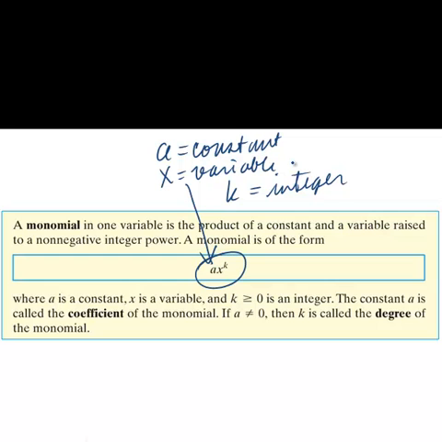Okay. So we have a monomial, which is basically a constant times some power of a variable. We refer to a, this constant multiplier, as the coefficient of the monomial. The k, which is the power of x, is called the degree of the monomial.